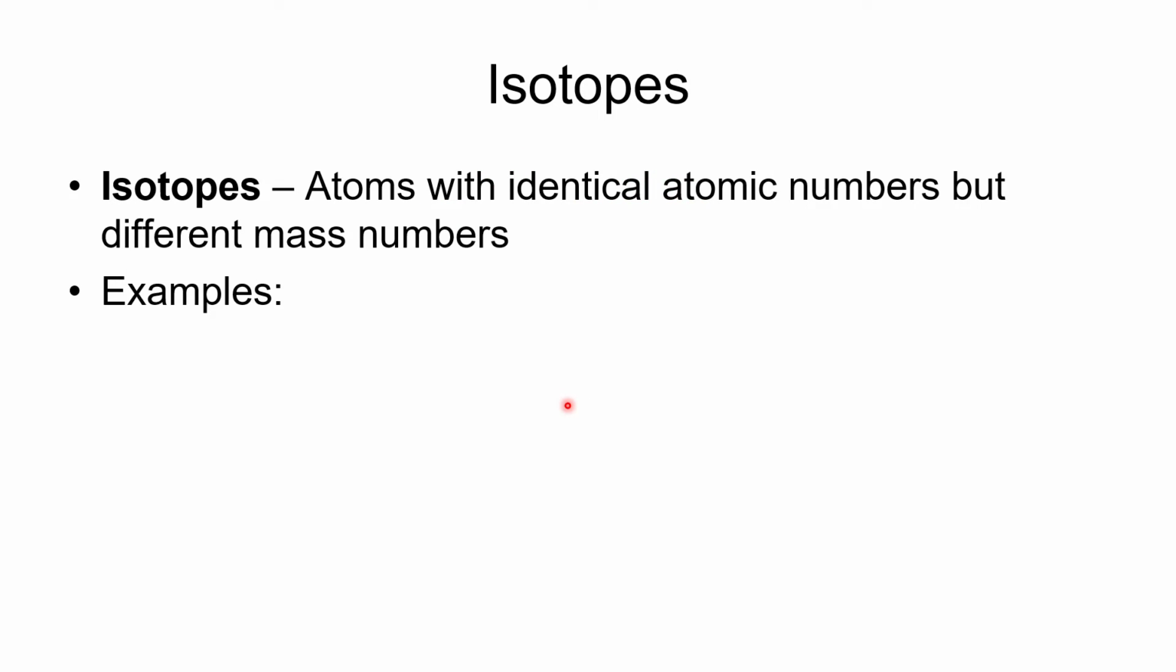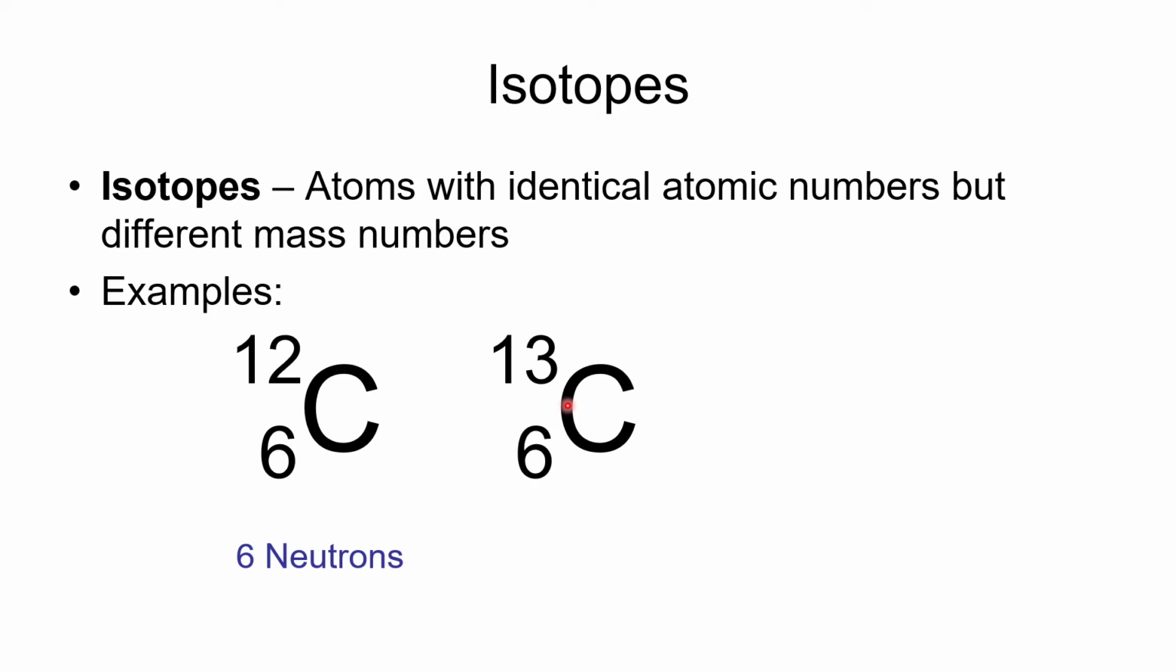So isotopes are atoms with identical atomic numbers but different mass numbers. Here are a few examples. Carbon 12, 12 minus 6 gives us 6 neutrons. Carbon 13 is another naturally occurring isotope of carbon. About 99% of all carbon is carbon 12, and about 1% of all carbon is carbon 13. And carbon 13, 13 minus 6, gives us 7 neutrons.